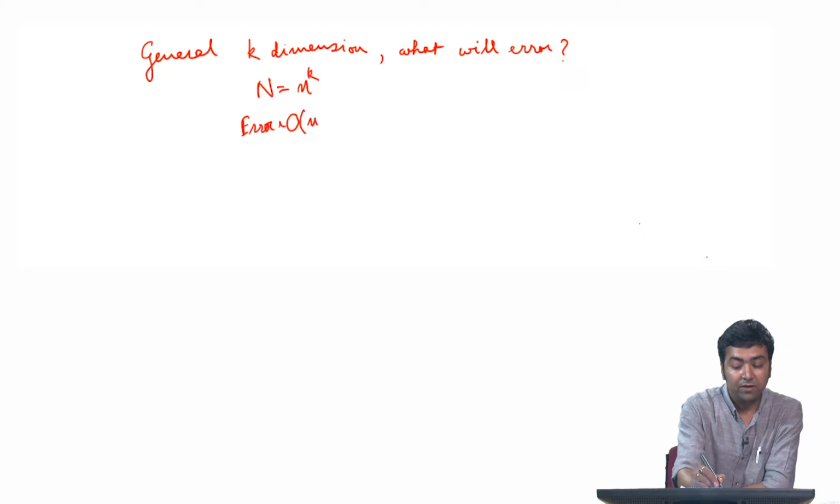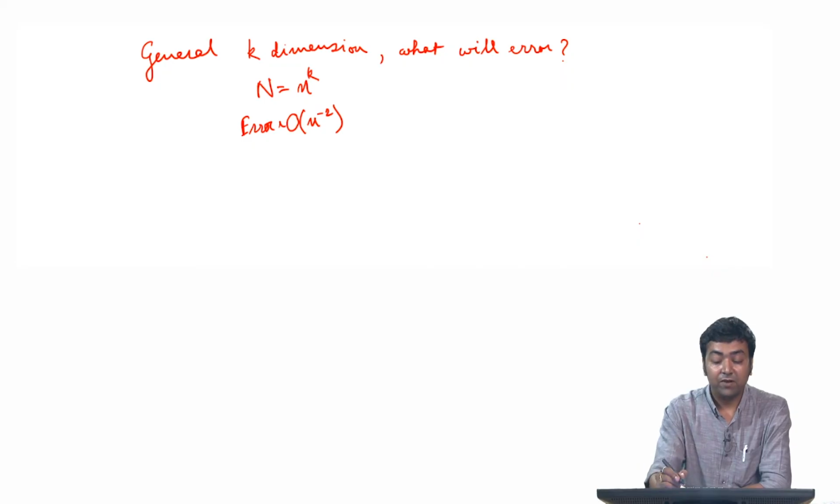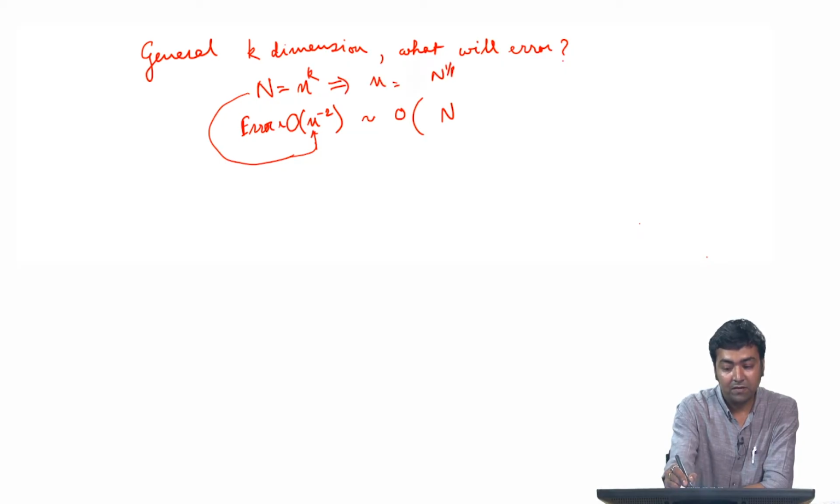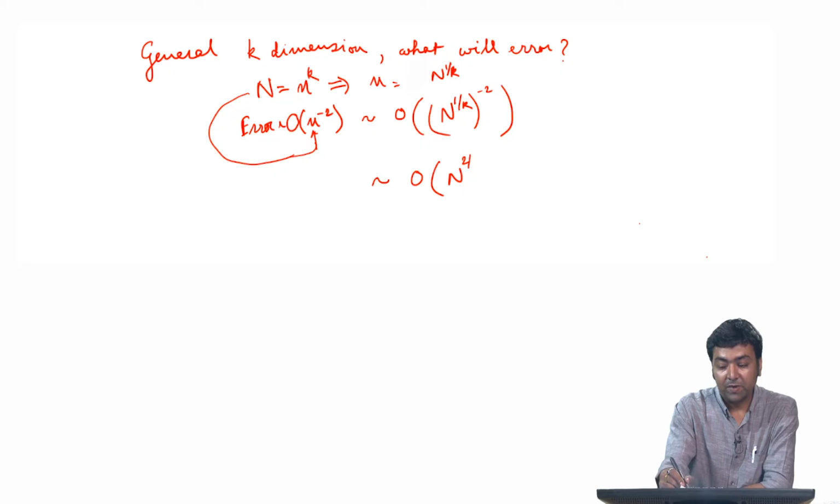is of the order of n to the power minus 2. In the same way as we have done for the 2D case, if we plug in this equation, if we write the small n in terms of the capital N, what we will get is that my order scales as n. So, this equation gives me small n is equal to N to the power 1 by k. So, in other words what we get is N to the power 1 by k, to the power minus 2. So, what it tells us is that the error scales of the order of N to the power minus 2 by k.